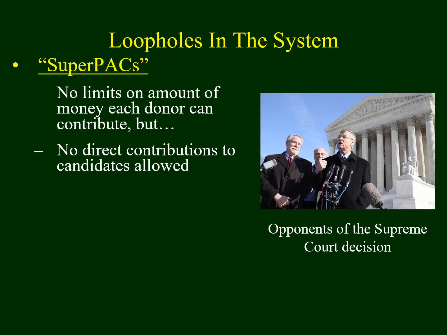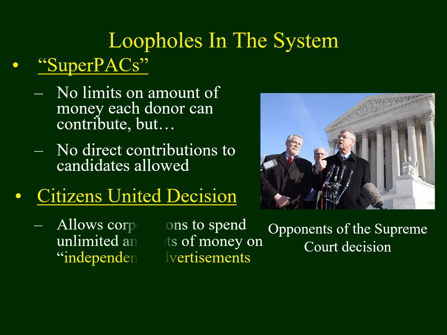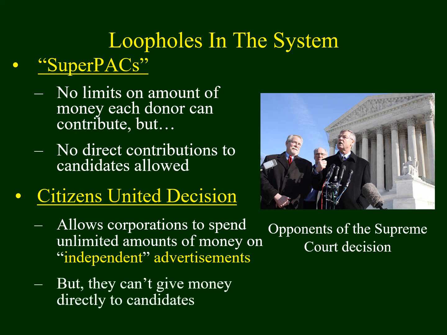Another loophole in the system came about a couple of years ago with the Supreme Court decision called Citizens United. What this did was allow businesses or corporations to spend unlimited amounts of money on what are called independent advertisements. They couldn't give money directly to candidates' campaigns. However, they could run their own advertisements for or against a particular candidate. They just couldn't give money directly to candidates' campaigns.